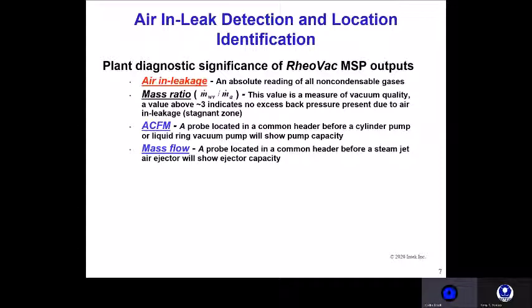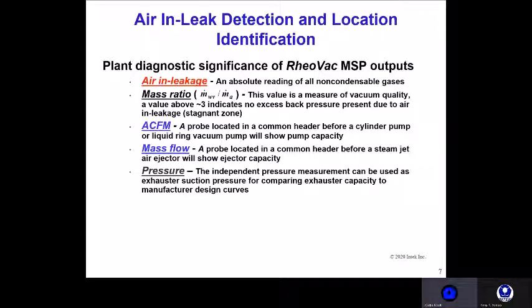For liquid ring vacuum pumps, the volumetric flow rate output, or ACFM, is the Re-Evac output for pump capacity. This value can be used to trend the pump capacity over time or be compared to suction pressure at the pump. For steam jet air ejectors, the Re-Evac total mass flow is the parameter that is used to measure their capacity.